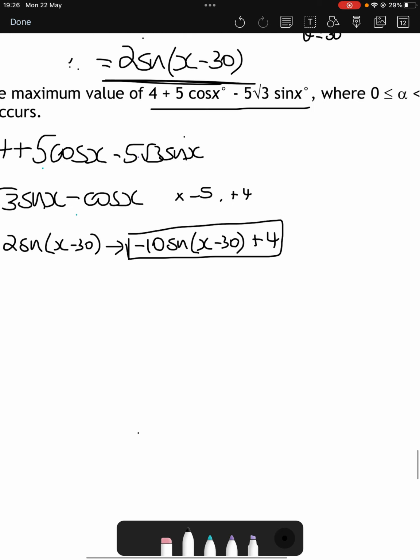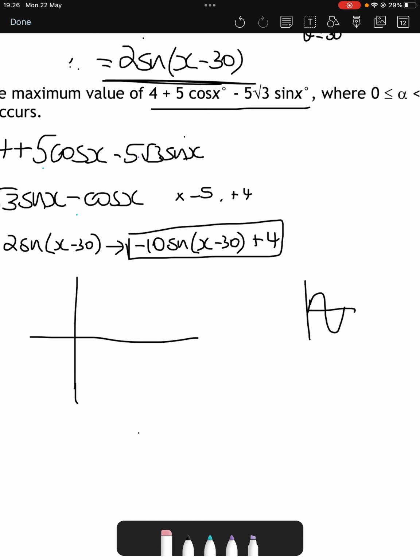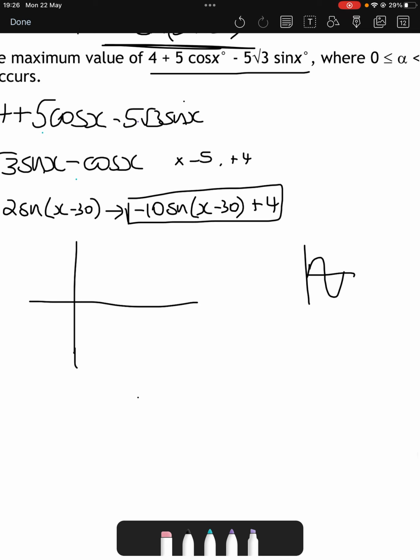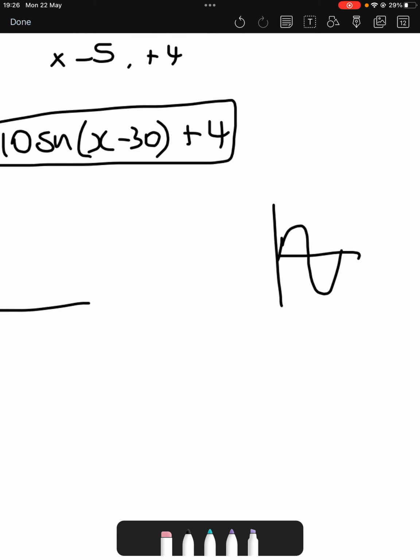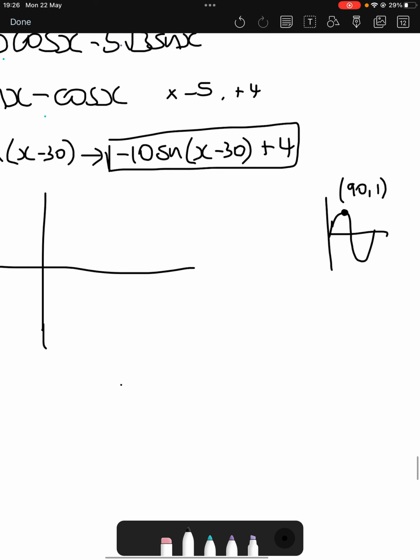Right, so let's think about it. Now, what do we know about a sine graph? We know a sine graph looks like this. What we actually have here is a negative sine graph, and it's been moved up 4 places. So, you can think of it in kind of steps if you want. You can think about what your points are. So where's our maximum? Right, our maximum is here. What do we know about that? We know it is 90, 1. Okay. So what's happened to this 1? Well, we've times it by negative 10 and we're moving up 4. This minimum here is at 270, negative 1.